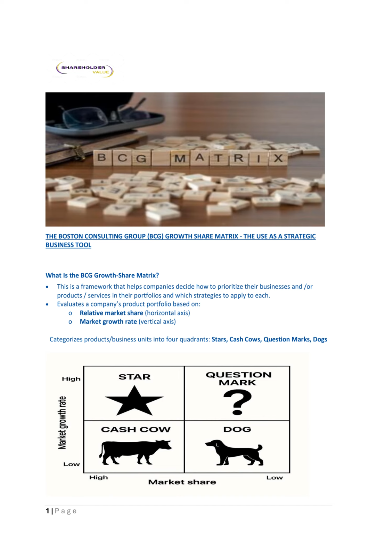By looking at these, the matrix divides products into four groups: stars, which have high market share and high growth; cash cows, which have high market share but low growth; question marks, which have low market share but high growth potential; and dogs, which have low market share and low growth. This framework makes it easier for companies to prioritize where to invest, develop, or potentially phase out products based on their market position and growth prospects.